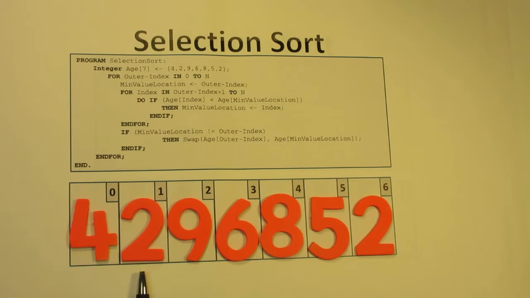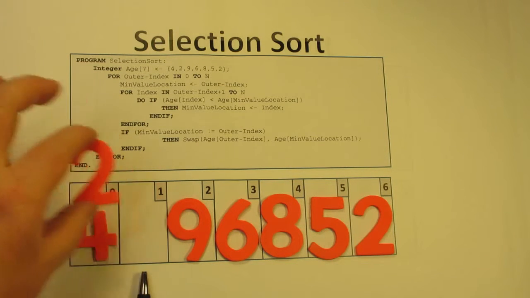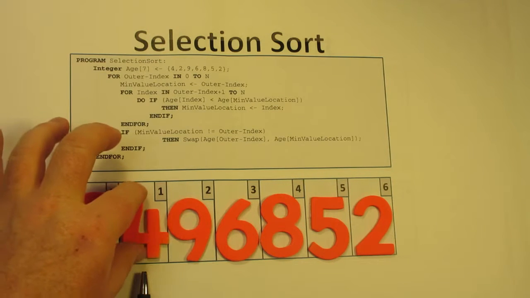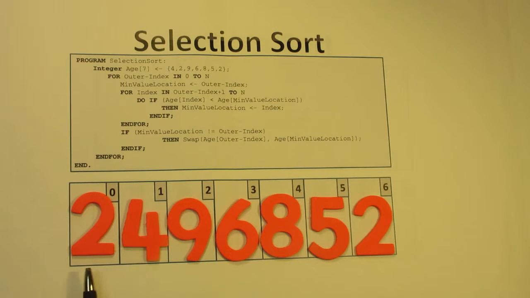If this is the smallest value in the list, let's take it and swap it with whatever value is in position 0 at the moment. Put it where it should be. So that is to say, swap the numbers 2 and 4 and put them in the correct order.